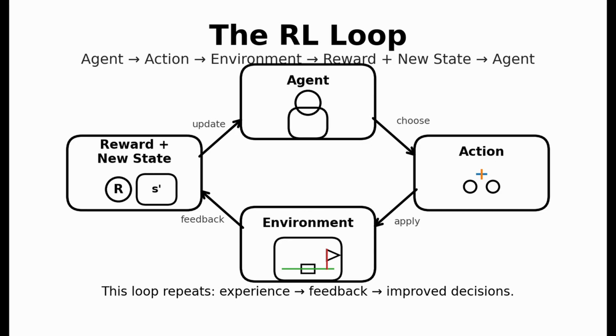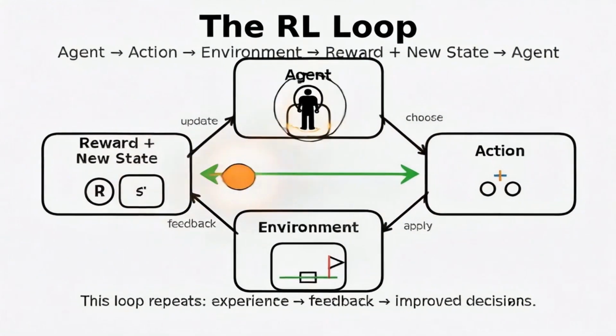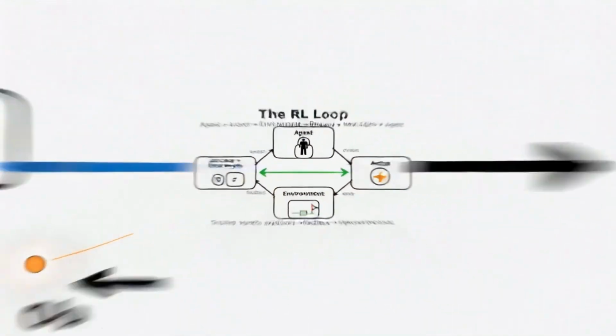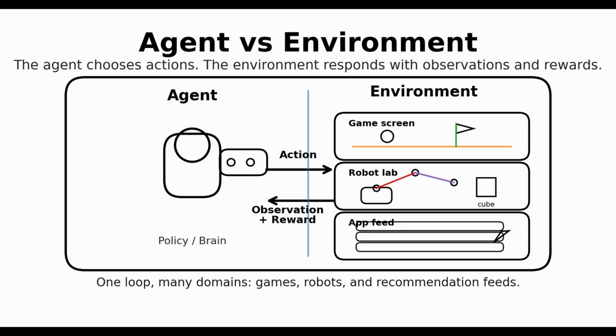Now let's name each piece. The agent is the learner. It could be a neural network, a table of values, a set of rules, anything that can choose actions. The environment is the world that responds. It takes the agent's action and returns two things: the next situation the agent is in and a reward signal. A nice way to think of it is, the environment is like a game engine. The agent presses buttons. The engine updates the world. The engine gives you points and a new screen.